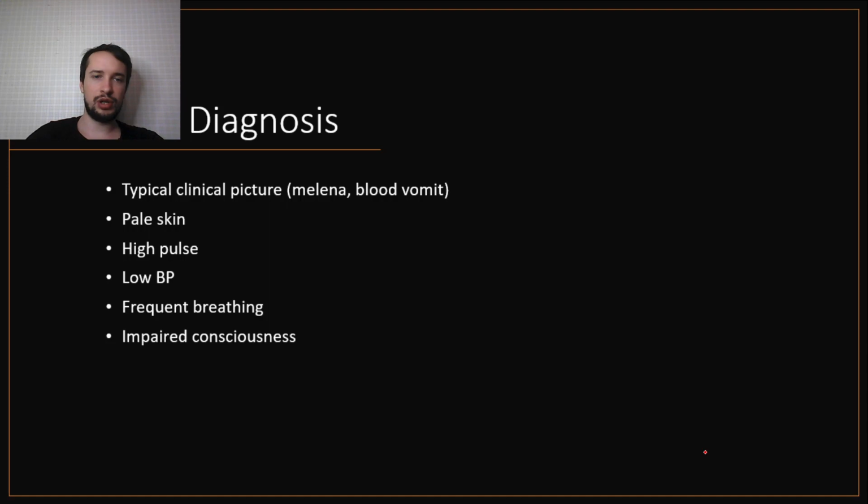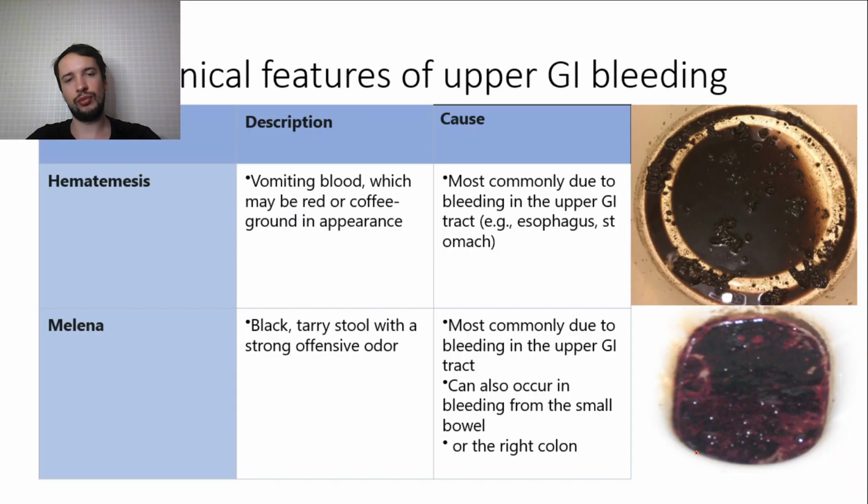Diagnosis: typical clinical picture: melena, blood vomit, pale skin, high pulse, low BP, frequent breathing, impaired consciousness. Clinical features of upper gastrointestinal bleeding. There you see a hematemesis. This is vomiting blood, which may be red or coffee ground in appearance, most commonly due to bleeding in the upper gastrointestinal tract.